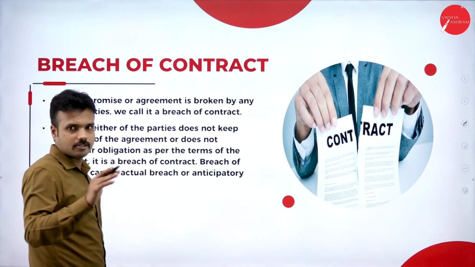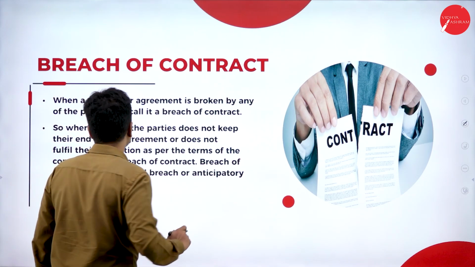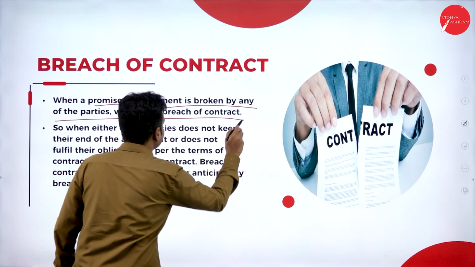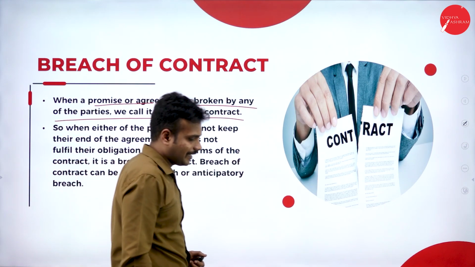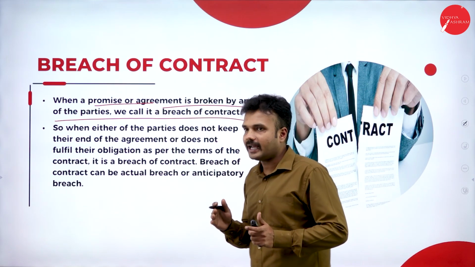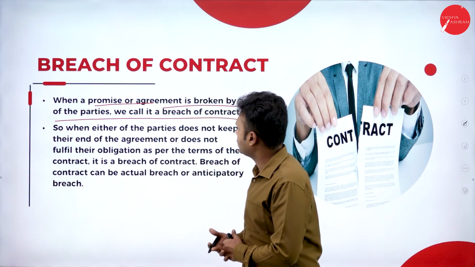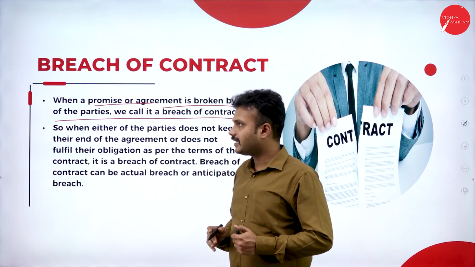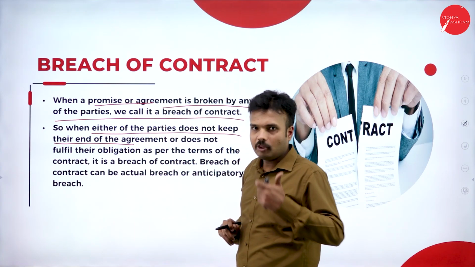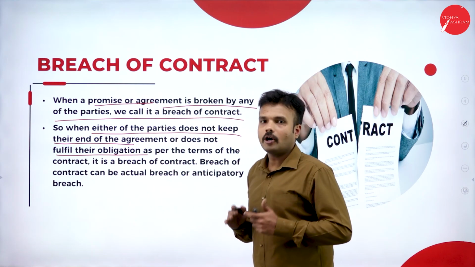Again, the concept of breach of contract. Okay, so it is also a very important concept. When a promise or an agreement is broken by any of the parties, we call it a breach of contract, either by the promiser or the promisee. The contract had been broken, the promise had been broken. None of the parties keeps to the end of the agreement, nor fulfills the obligation, neither the promiser nor the promisee.